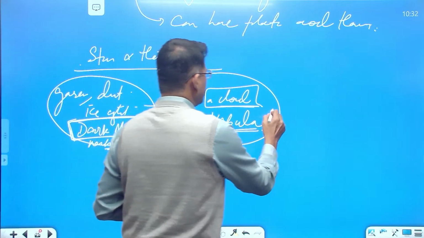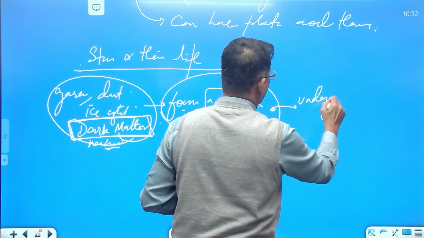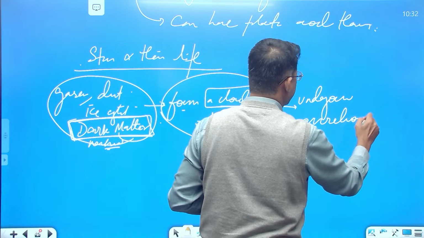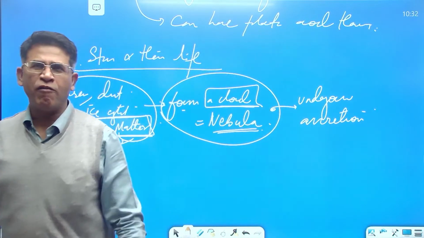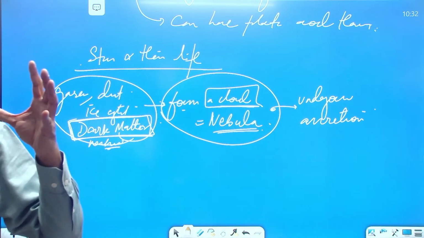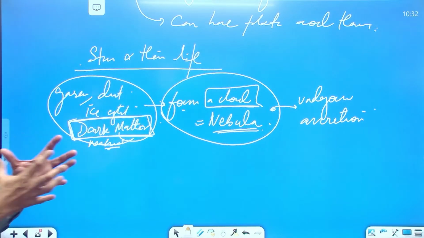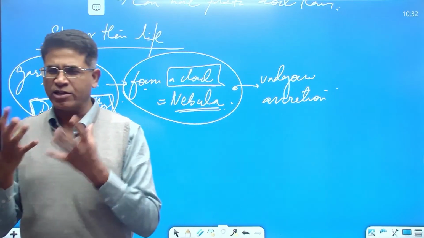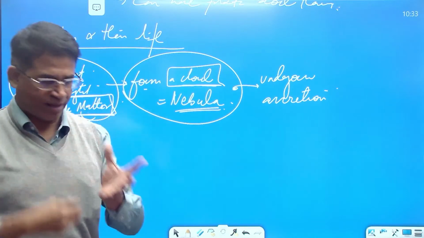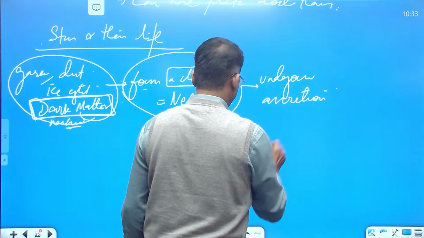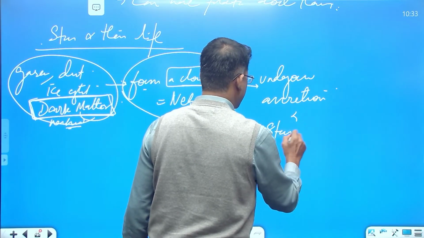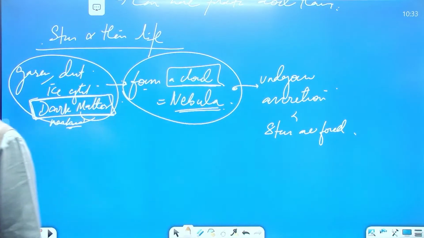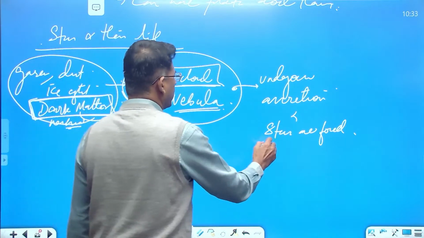Then this nebula cloud undergoes accretion. Accretion basically means some type of solidification, and it becomes a proper body. Accretion, and stars are formed. Now, once a star is formed, there are two possibilities.